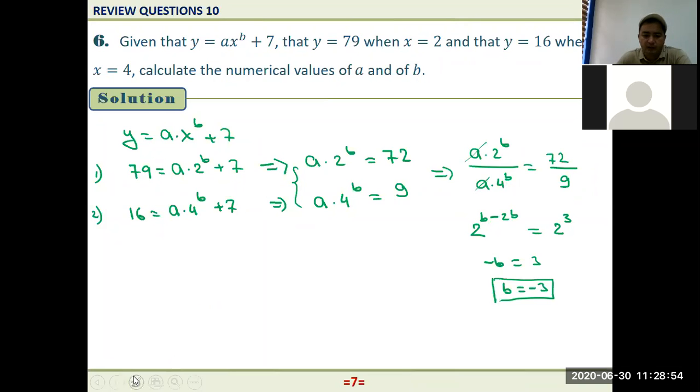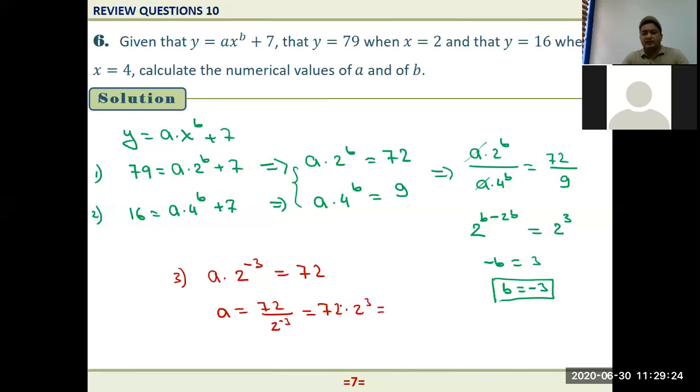Okay. Now we need to find the value of a. So I need to substitute either here or here, it doesn't matter. You can get the value of a. Here we have a times 2 to the power minus 3 equals 72. Right? So what is a? a equals 72 over 2 to the power minus 3, or 72 times 2 to the power 3.